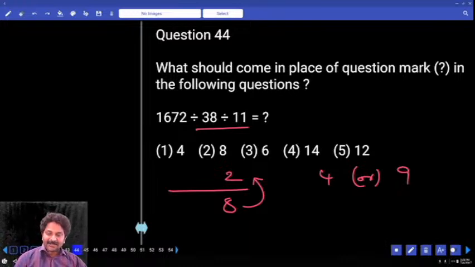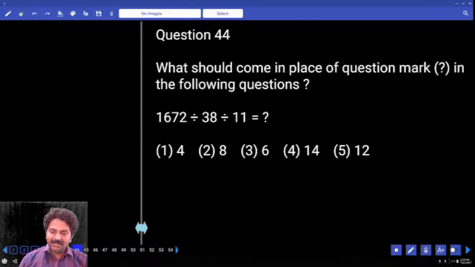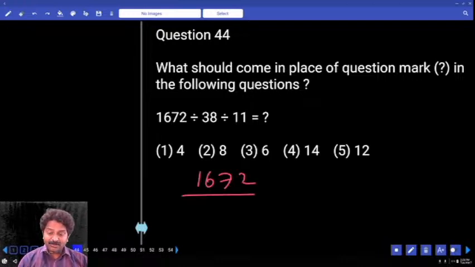How many options are there? Come on, 2 possibilities are there. 4 and 14. So compulsorily we have to do it now: 1672 divided by 38 into 11.